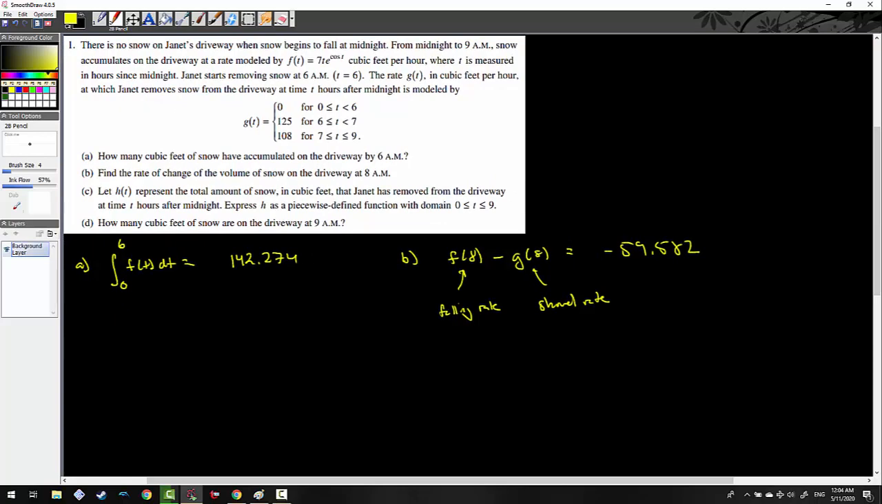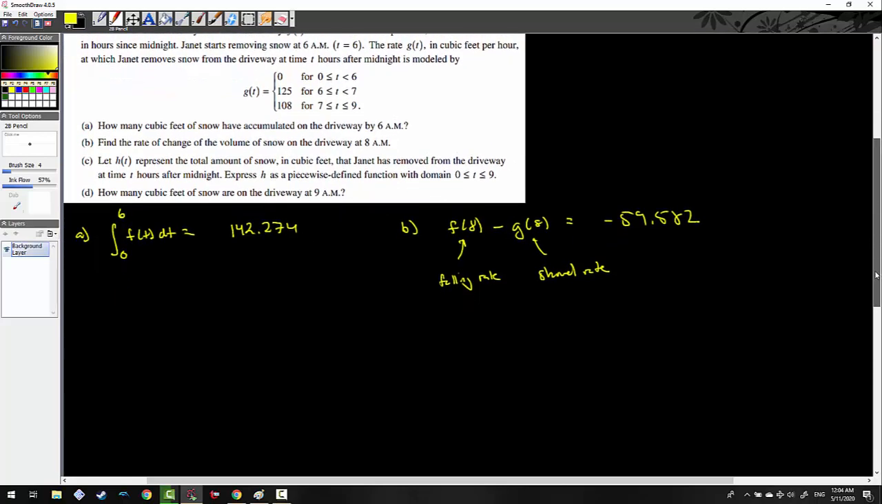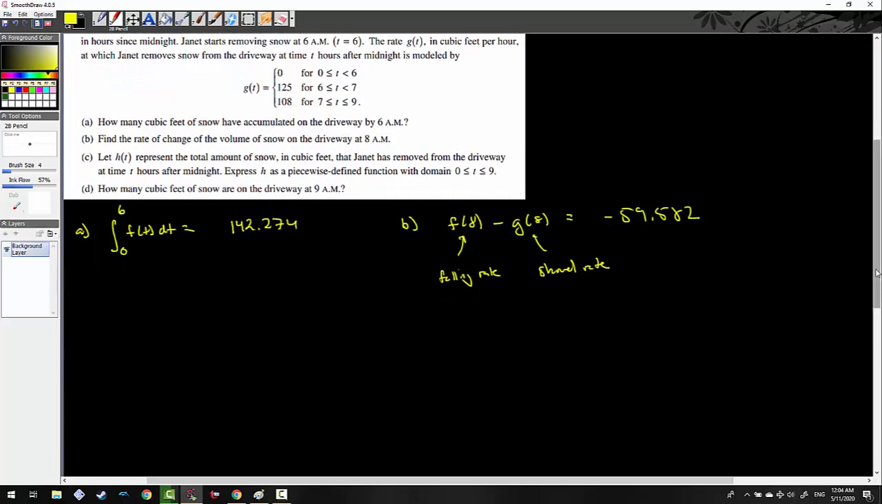And then came C. C was probably the worst question, because you have to let h of t represent the total amount of snow in cubic feet that Janet has removed from the driveway at time t hours after midnight. And we have to express h as a piecewise function. Okay, this is actually not that easy. So we've got 3 separate functions on 3 separate time intervals.